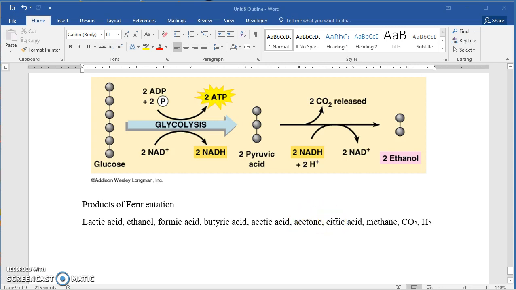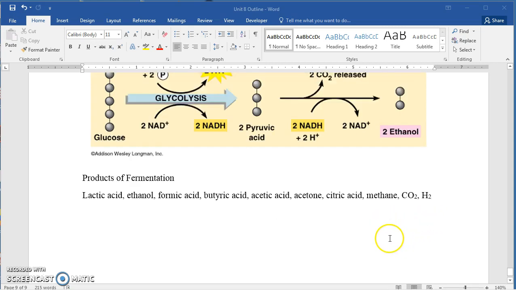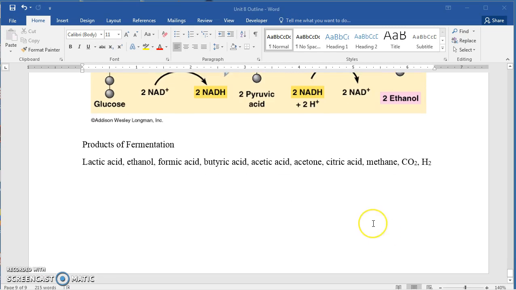Acetone is an organic byproduct, has different uses, especially to dissolve organic substances. Citric acid is used as an additive to many foods and drinks, especially soft drinks. Methane, CH4 is the chemical formula. It's a single carbon molecule that you can burn. People burn it with natural gas. That is what natural gas is made of. Carbon dioxide and hydrogen gas are other byproducts of fermentation.